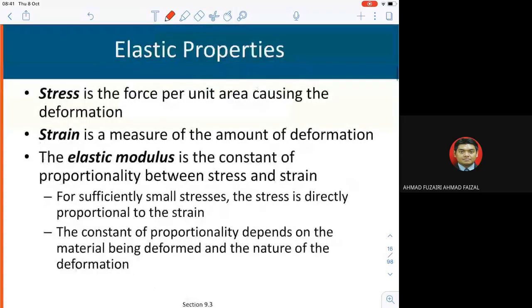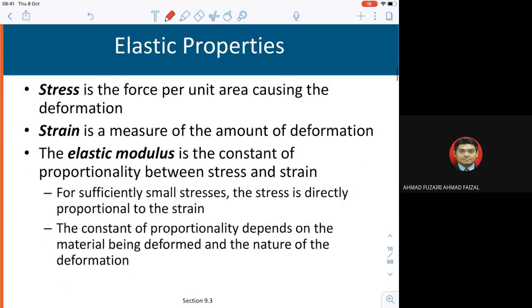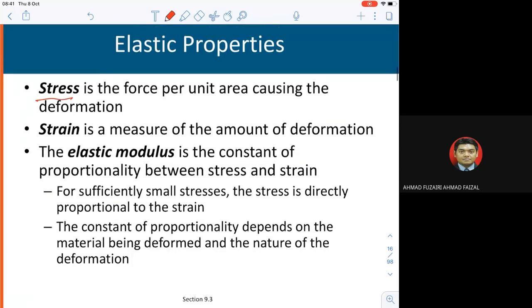So what are elastic properties? Elastic properties contain stress and strain. Stress is the force per unit area. This is also considered as pressure. So stress is force per unit area, and the unit will be Newton per meter squared.